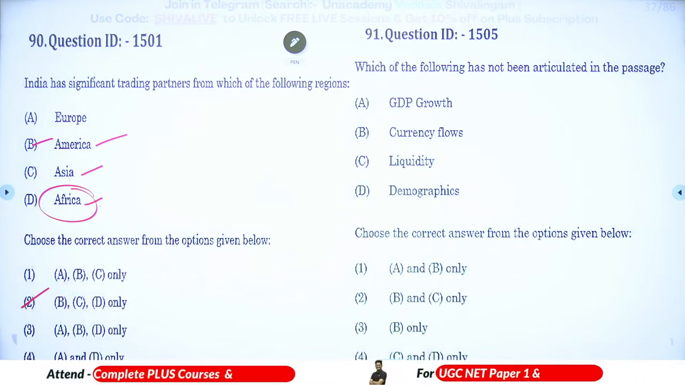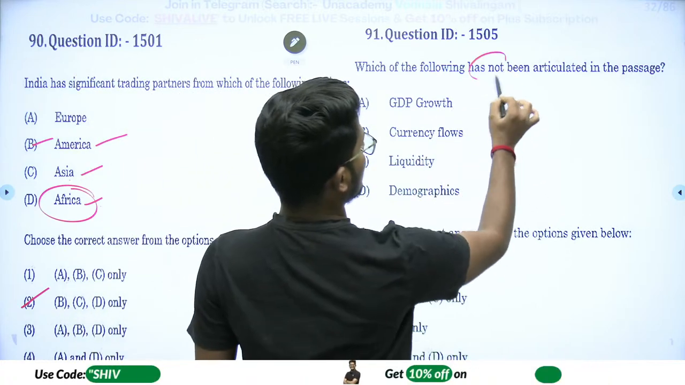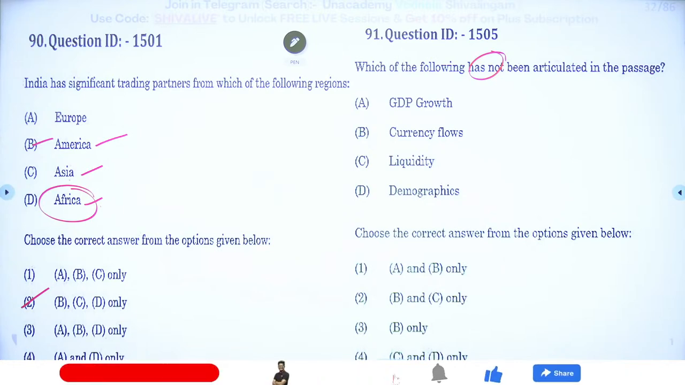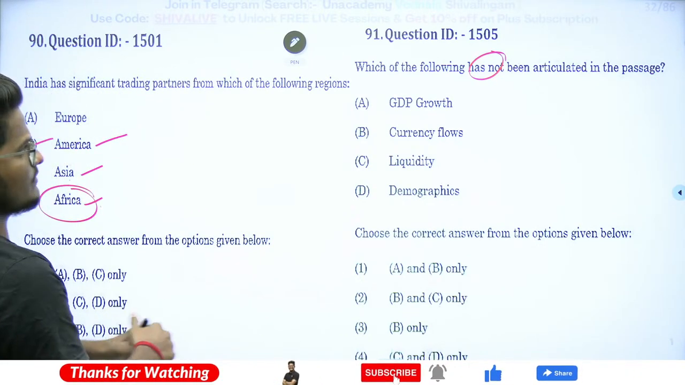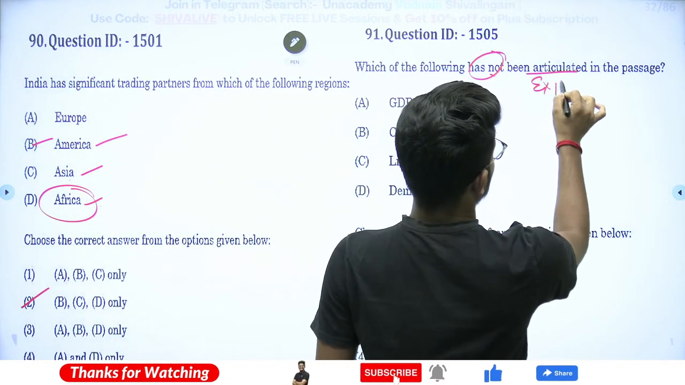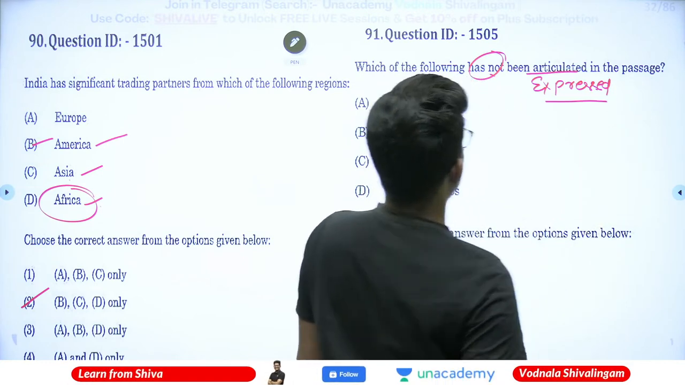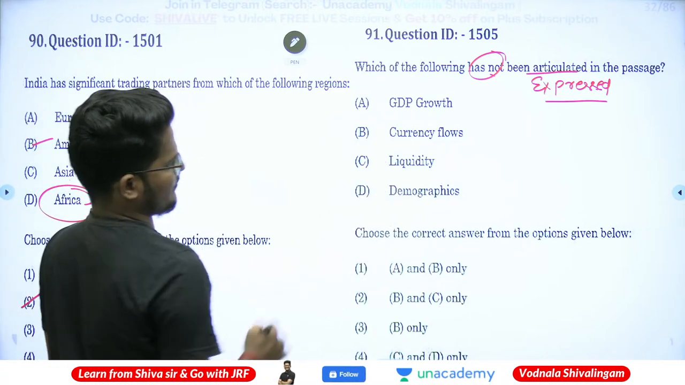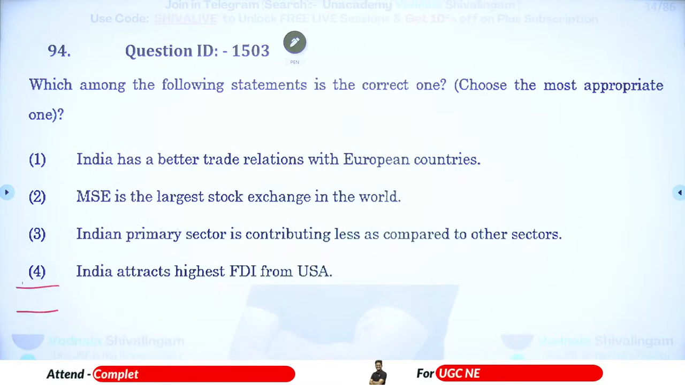What to do? Next. Which of the following has not been articulated in the passage? GDP growth rate, currency flows and liquidity, demographics. Articulated means expressed. Which of these is not expressed? Answer please.